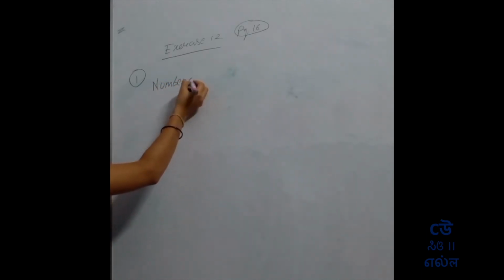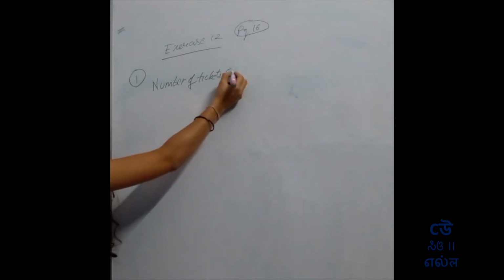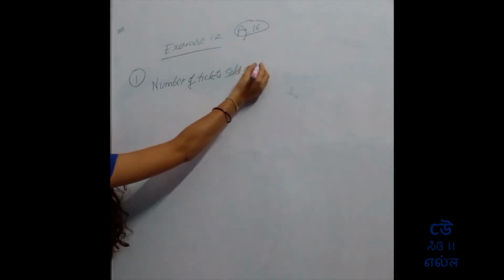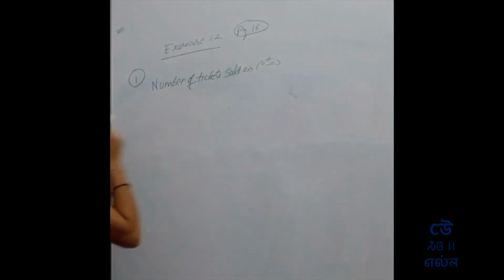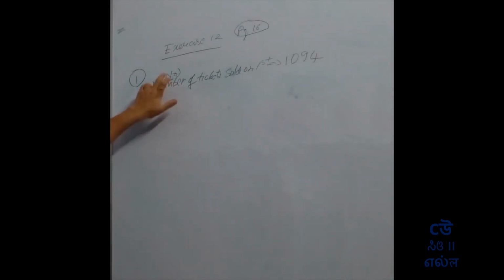So there was a book exhibition in a school. The number of tickets sold on first day is how much? Tickets sold on first day was 1094. See children, number I will represent as NO. Number can be represented as NO. So instead of number I'll write NO.